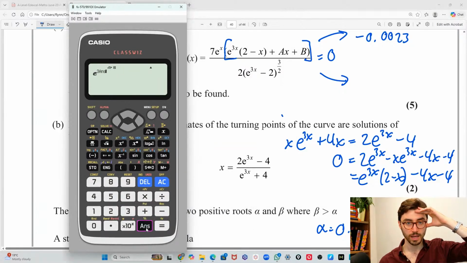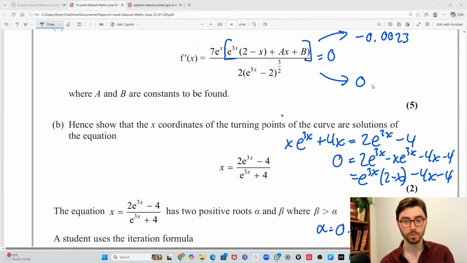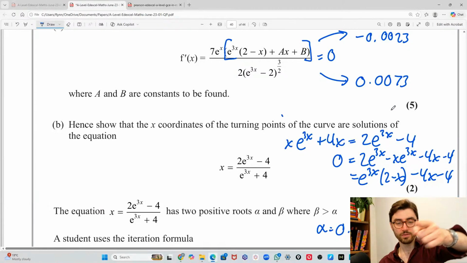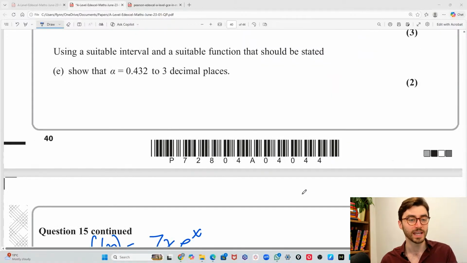So on this, I'm going to do the same thing. E to the 3 answer into 2 minus answer, minus 4 answer, minus 4. And you get the answer, which is 0.0073. Change of sign in the interval. Therefore, there is a solution between 0.4315 and 0.4325. Therefore, 0.432 is correct to 3 decimal places. Boom. Take that, question 15.